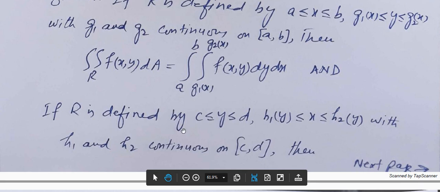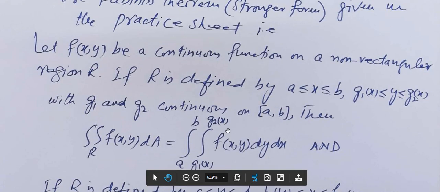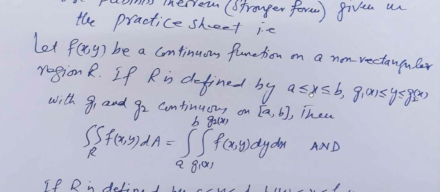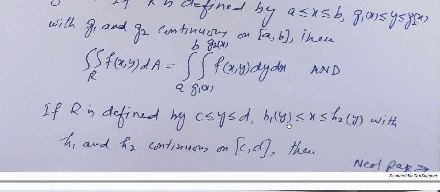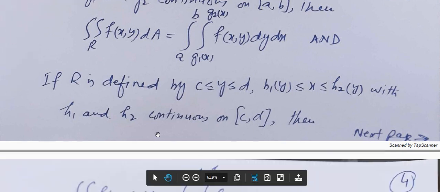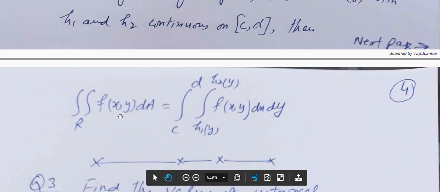So if R is defined by c to d, now here instead of x in y, there is a number given c to d, but in x, instead of a number there is some function given. Then what will be the formula? If R is defined by y varies from c to d and x varies from h1 of y to h2 of y, with h1 and h2 continuous on the closed interval c d, then the double integral over R of f of x y dA equals integral c to d, h1 of y to h2 of y, f of x y dx dy.